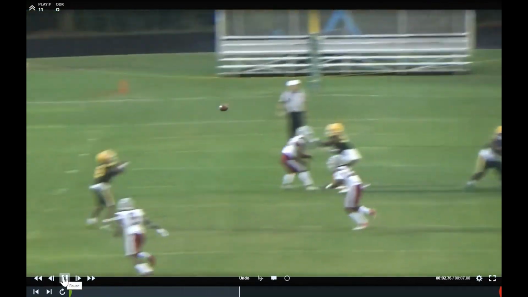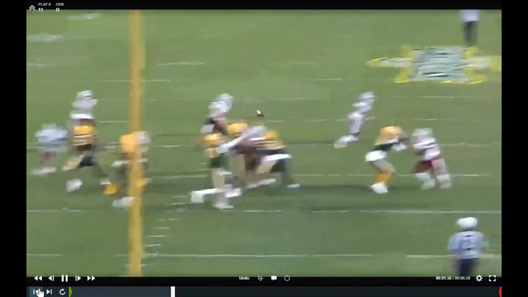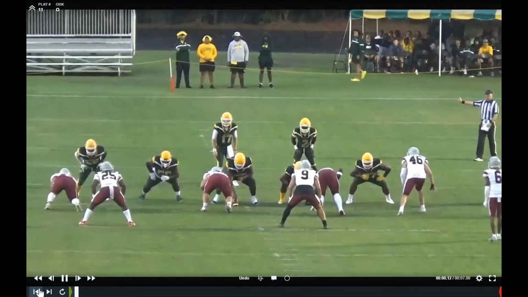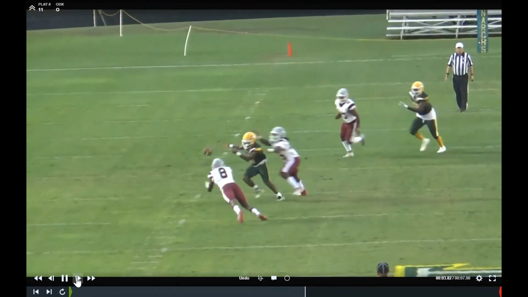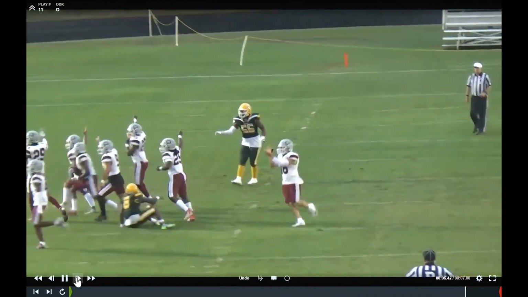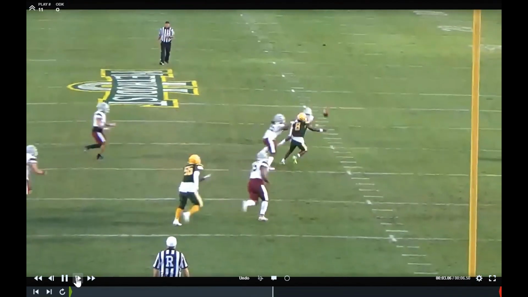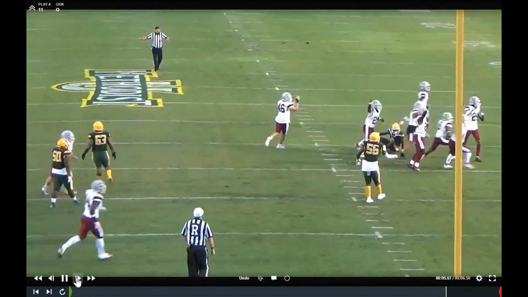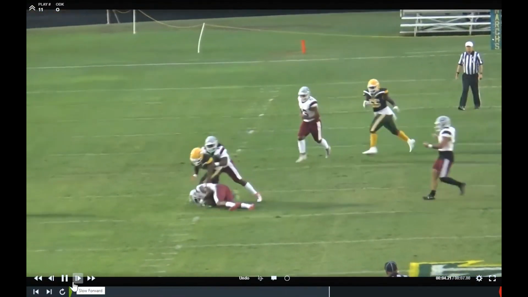Our third You Make the Call play looks at a potential interception. You make the call. Do you have an interception for White?